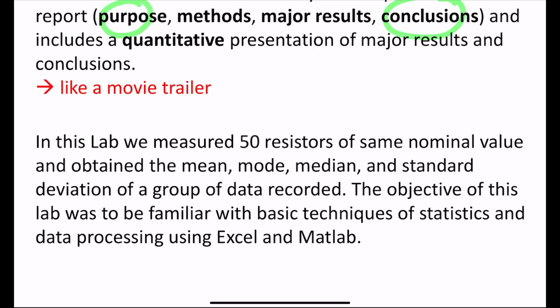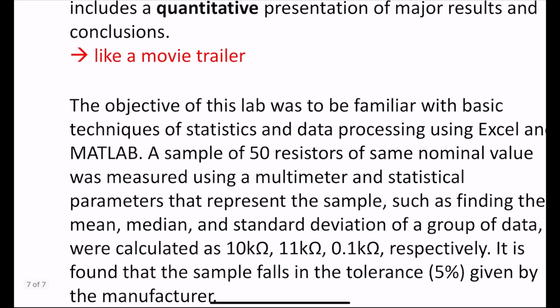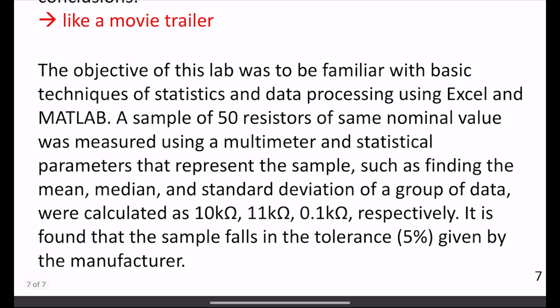All right, so this is something I updated slightly. The objective of this lab was to blah, blah, blah. And then we measured these, and then we found these values, just like she said, and just like he said, these fall within the tolerance of the manufacturer. So it can be something good.